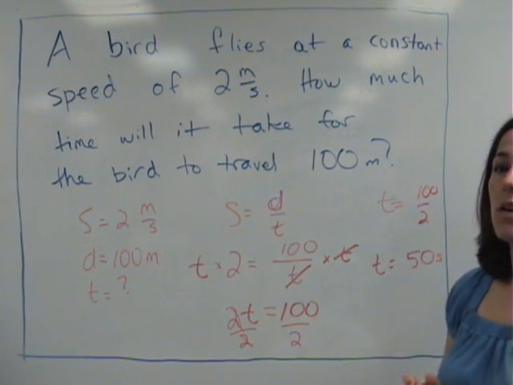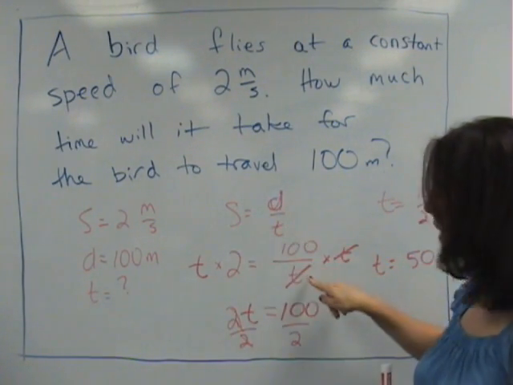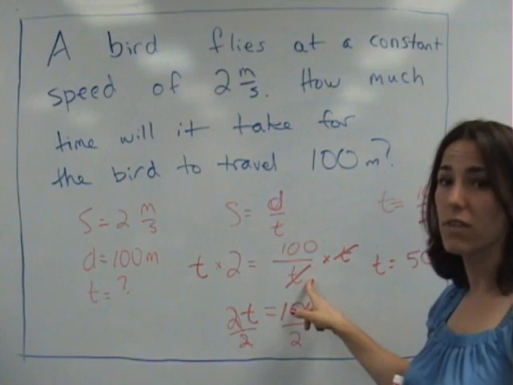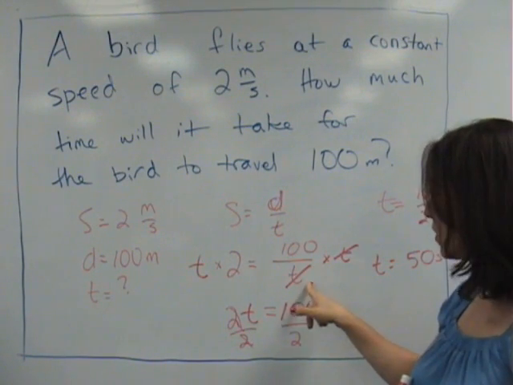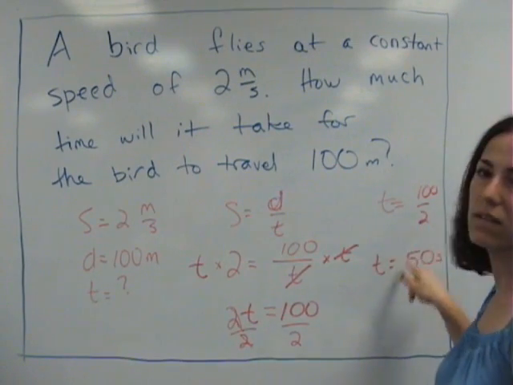So when you have a problem like this, setup is half of it, but getting your unknown out of the denominator is half of it as well. So when solving problems where your unknown is in the denominator, make sure you get your unknown to the top first, then solve for it.